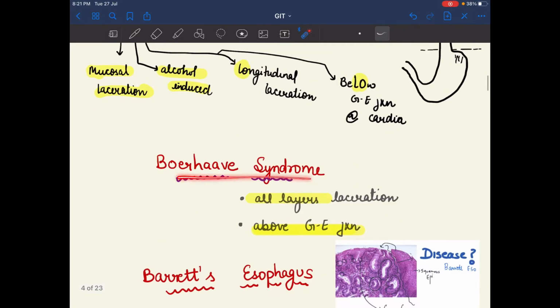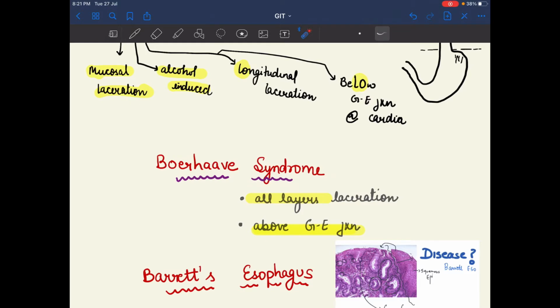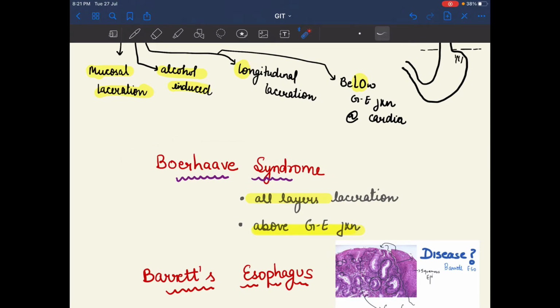This is about the Mallory Weiss tear. And in Boerhaave syndrome we can remember: Boer means bottle, haave means hole. So due to bottle means alcohol. So due to alcohol induction all the layers get lacerated. So in Boerhaave syndrome all the layers get lacerated, and it is seen above the GE junction, and Mallory Weiss tear is seen below the GE junction.